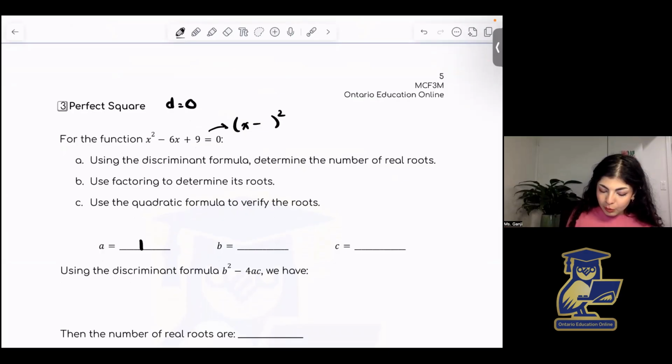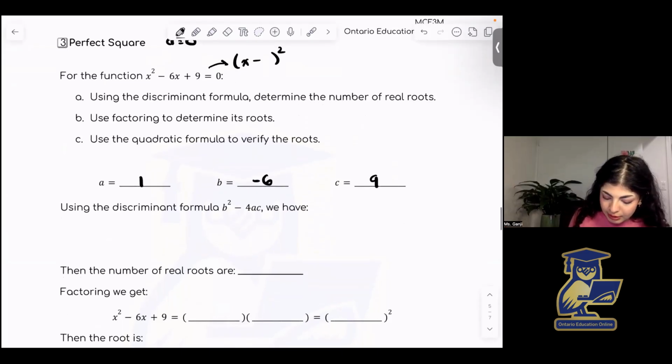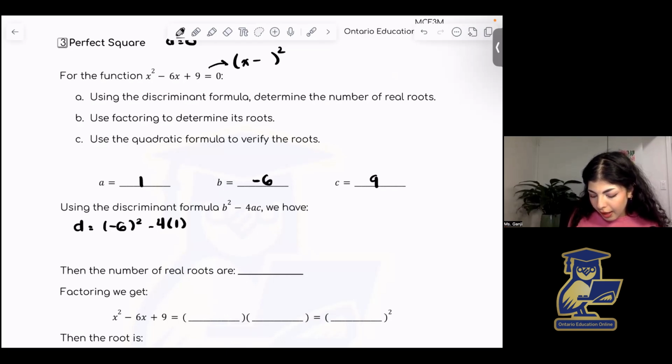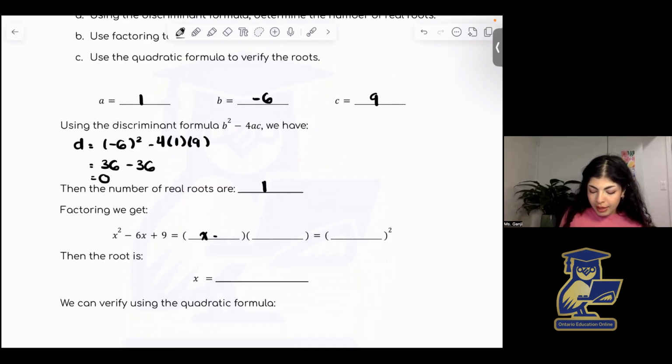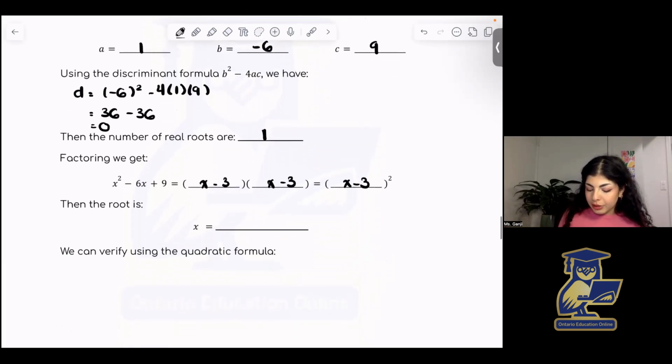So here we have a as 1, b is -6, and c is 9. So the discriminant tells us D is equal to b squared minus 4ac. But 36 minus 36 is equal to 0. And that's exactly what we wanted. So because D is 0, the number of real roots is 1. Only one real root. And factoring, you should have gotten x minus 3 and x minus 3, which is just (x minus 3) squared. So even if you didn't see this as a perfect square right away, if you tried the decomposition method, you would have still got the same answer. And so the root here is just 3.